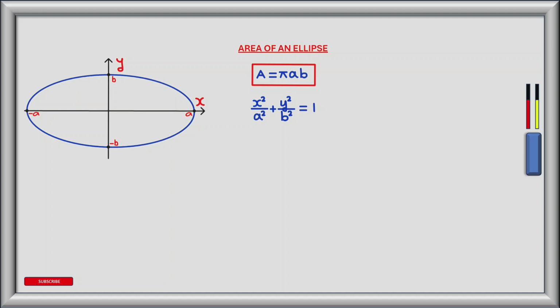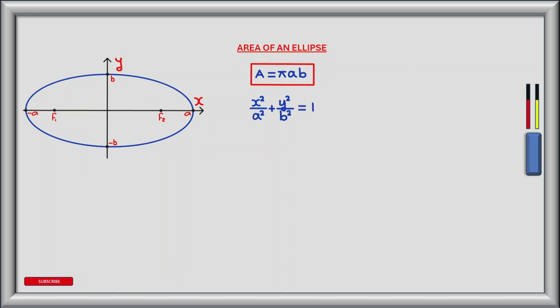The distance along the x-axis of the ellipse is known as the major axis, and the distance from the center of the ellipse along the x-axis is known as the semi-major axis. Similarly, the distance along the y-axis of the ellipse is known as the minor axis, and the distance from the center of the ellipse along the y-axis is known as the semi-minor axis.